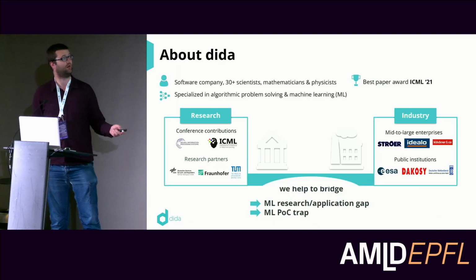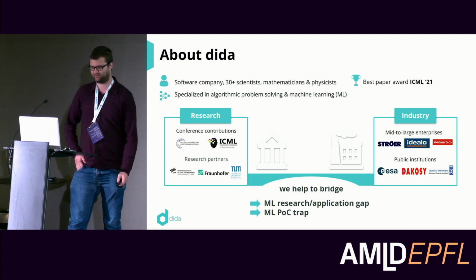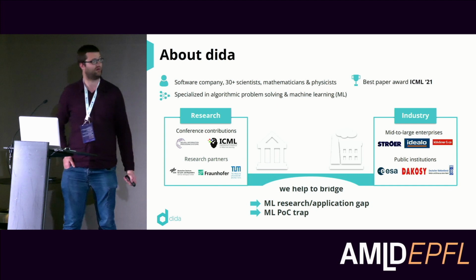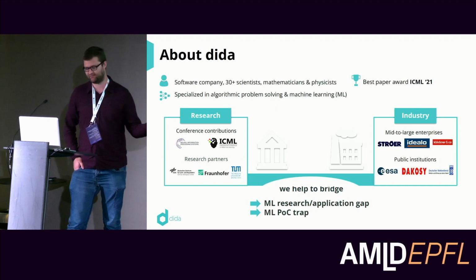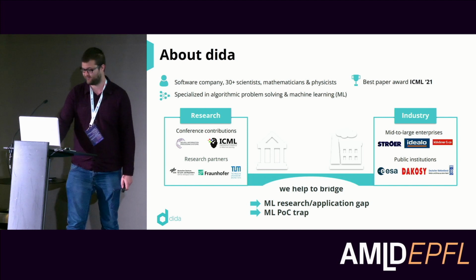So first of all, I'll talk about DIDA, the company. We are a small but growing company in Berlin that does machine learning consultancy and small custom bits of software. We are about 30 people now, and the philosophy is to try and be a bridge between research and business or public institutions that need machine learning.